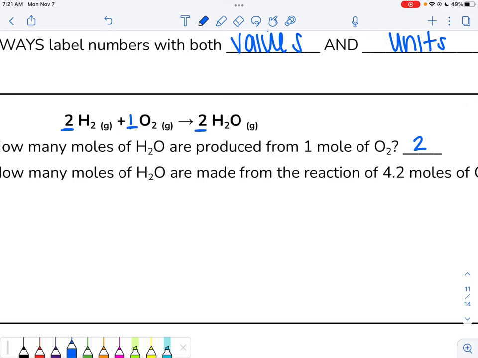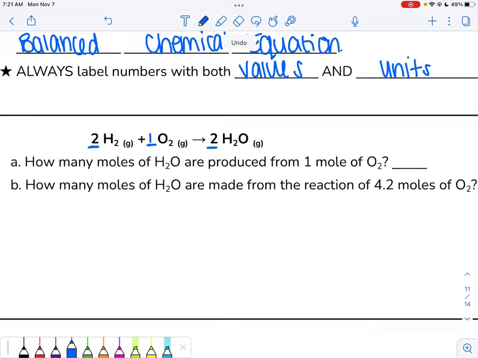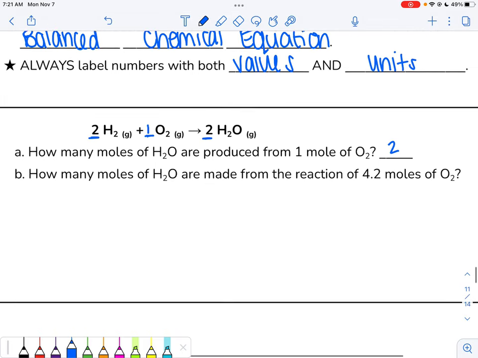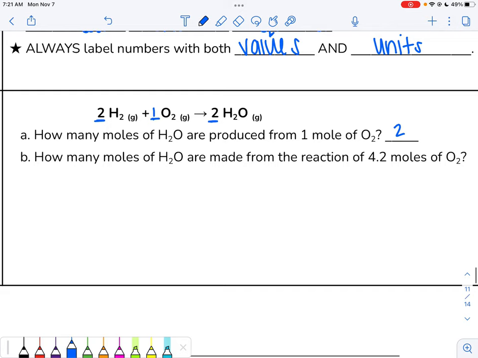And remember, this can show you ratios between any of the substances. So if I have 2 moles of H2, I'm producing 2 moles of H2O. You can do conversions for anything in there. All right, how many moles of H2O are made from the reaction of 4.2 moles of O2?